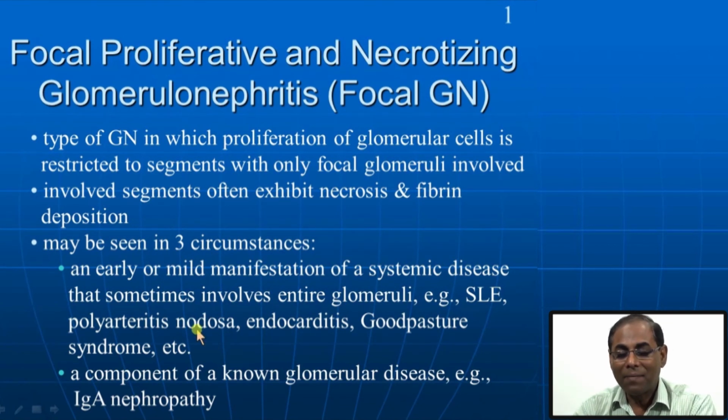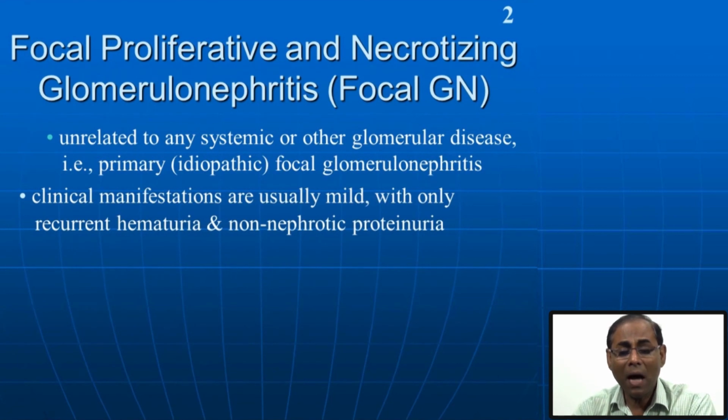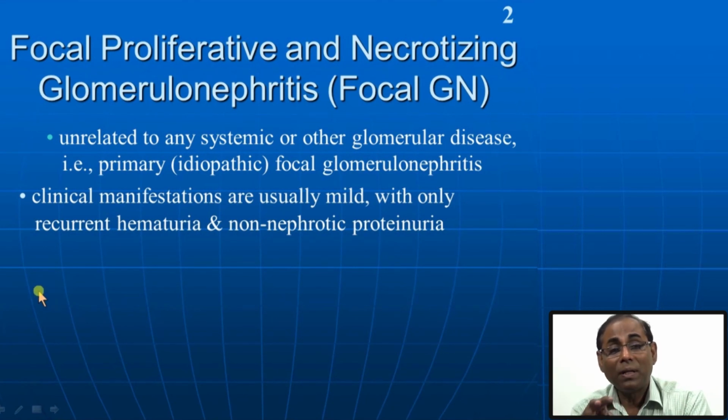First, an early or mild manifestation of systemic disease: sometimes in lupus nephritis or collagen vascular disease you can get this kind of involvement, and also sometimes in IgA nephropathy you can have this kind of presentation. Second, it may be unrelated to any particular systemic or glomerular disease, and its manifestations are usually mild with only recurrent hematuria and non-nephrotic proteinuria. So, this sometimes overlaps with many of the glomerulonephritis which I have already described.